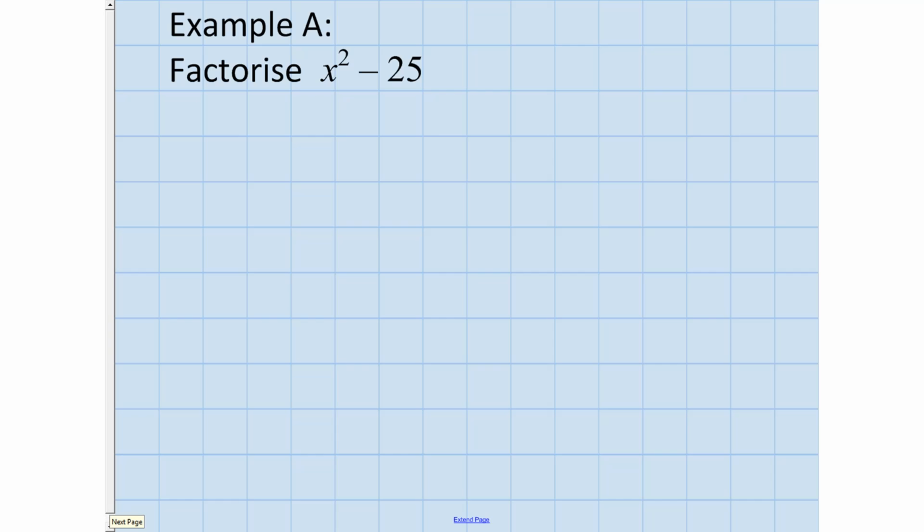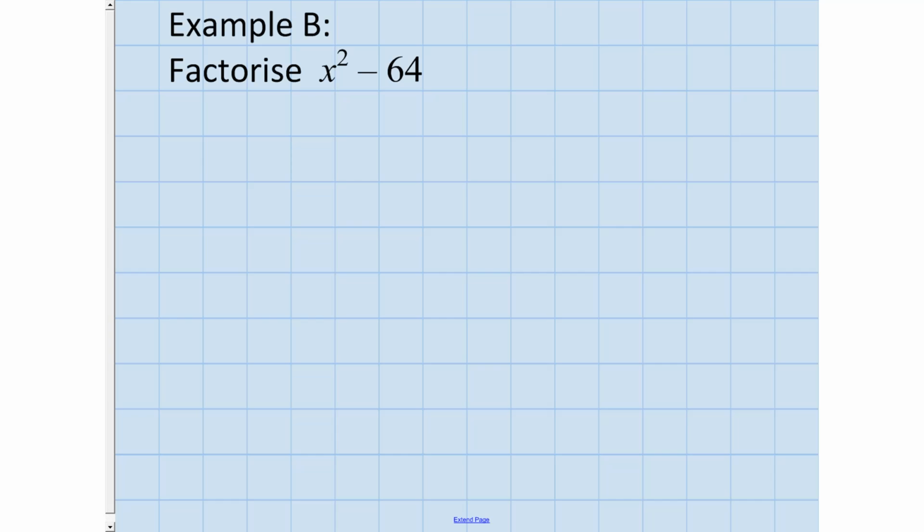Okay, let's look at some examples. So factorise x squared minus 25. Well, x squared is x that's been squared, and 25 is 5 squared. So we've got two brackets, x in both, but one will be a plus 5 and one will be a minus 5.